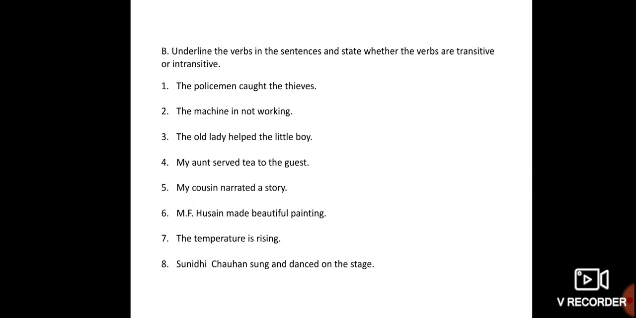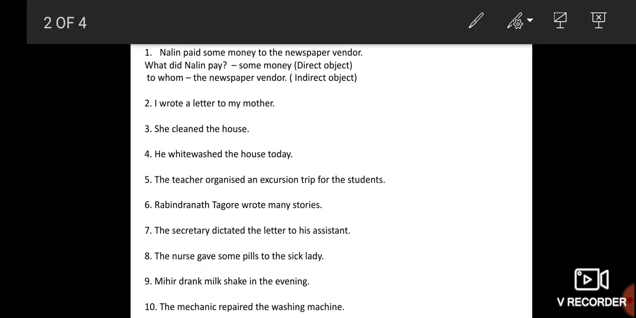Now, here we can see Nalin paid. This is a transitive verb. So you have to underline this, because this is a transitive verb. And then you have to circle direct and indirect objects. So some money, to the newspaper vendor, you have to circle all.